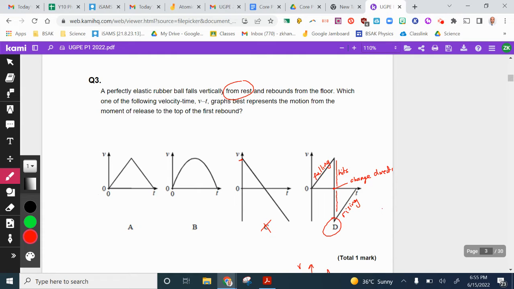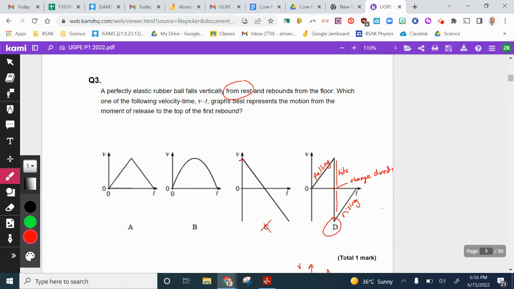And then at the top of the bounce, it is zero speed. Now, velocity is a vector, so what we are looking for, the thing that distinguishes D from A and B, is that when the ball is moving upwards, it has a negative velocity. When it's moving downwards, it has a positive velocity. Now, that shows that the ball has changed direction. Neither A or B show that.